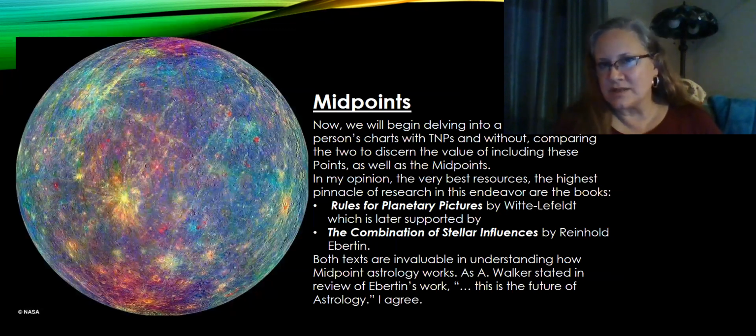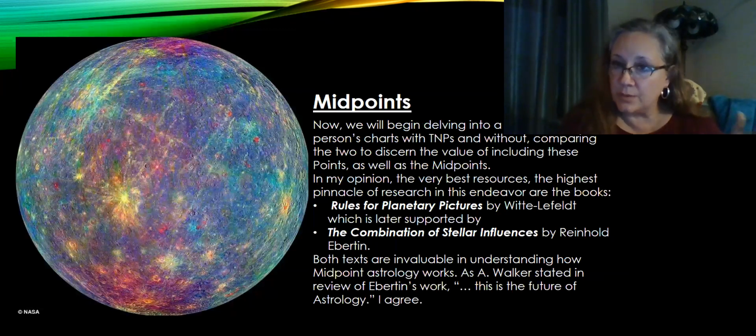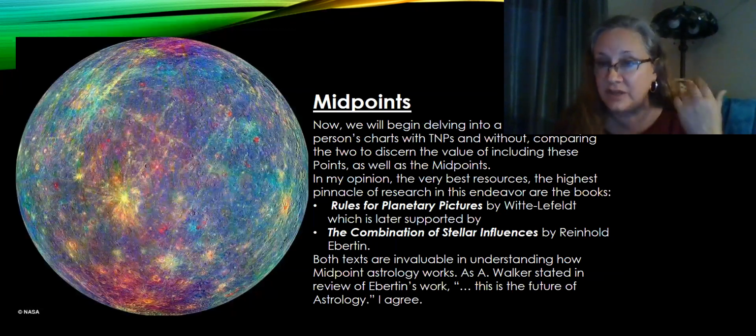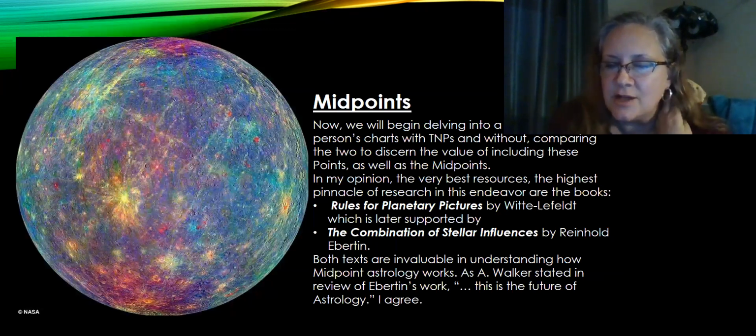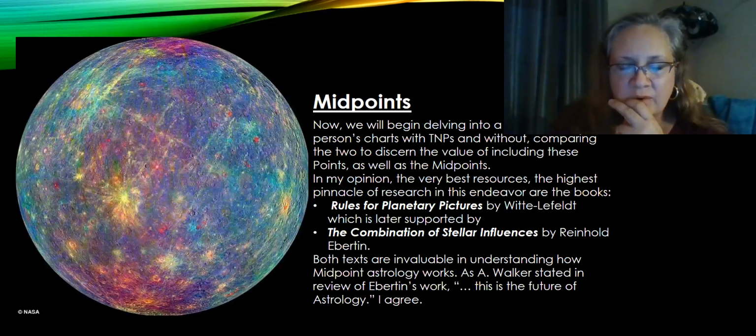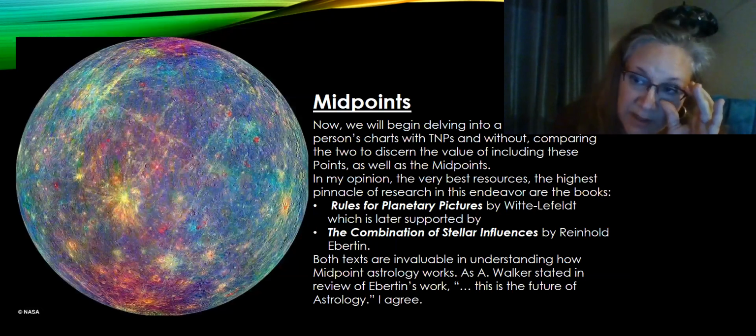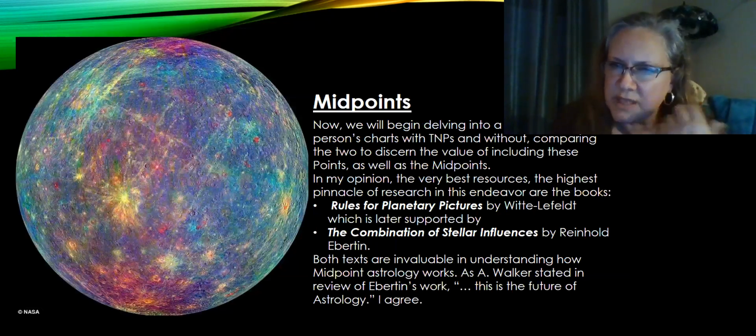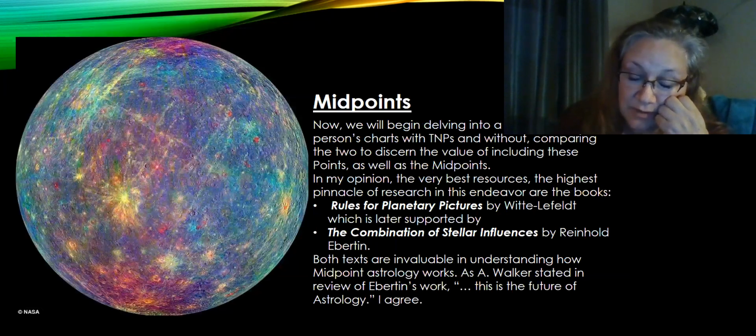Some huge resources for midpoint interpretation: two books that first got me started and just kept me hooked. Rules for Planetary Pictures by Witte and Lefeldt. Lefeldt worked deeply with Alfred Witte, and he was the one who carried through to finish creating the calculations for the final four Trans-Neptunians. He worked with Alfred Witte on setting up these rules, how the equations play out, the potentials of the energies playing out. And they're really very detailed.